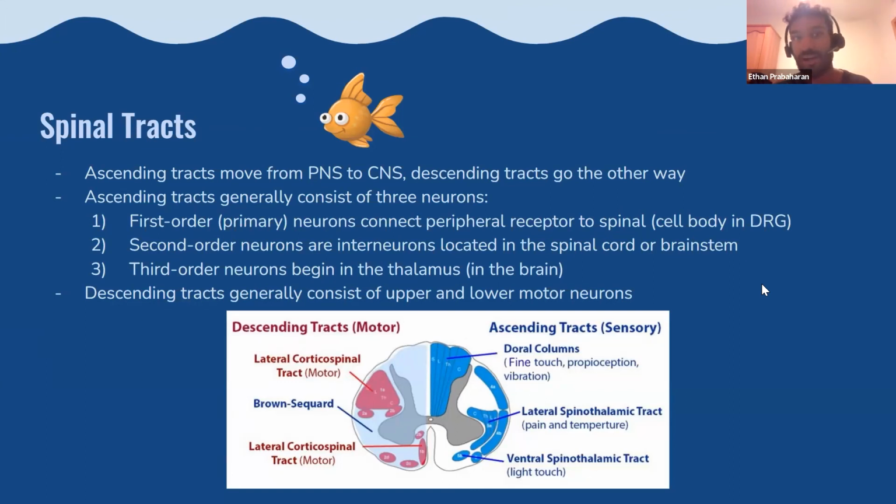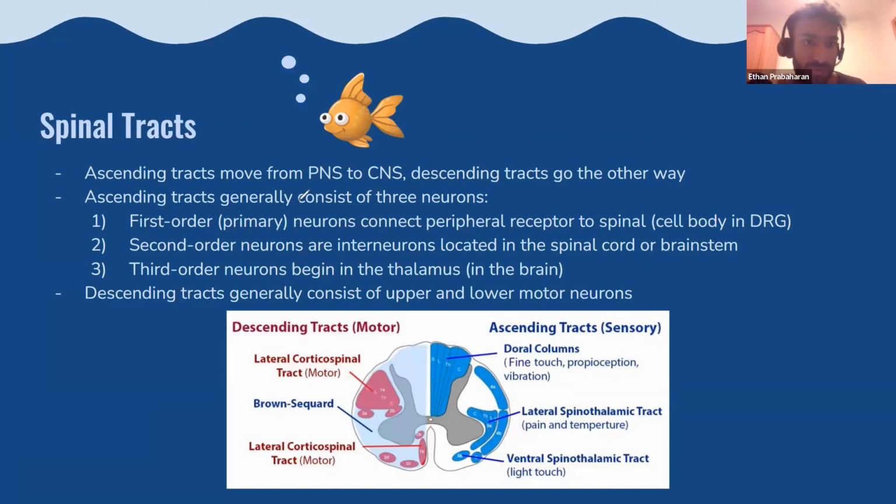So ascending tracks are your sensory pathways. They move from the peripheral nervous system to the central nervous system, and descending tracks go the other way. So the nerves start in the brain and then go downwards, and actually result in effector action. So when we talk about ascending tracks, there's generally three neurons, right? In all of these tracks, there'll be 3 neurons, and that's the primary or first order neurons, the second order neurons, and the third order neurons, or primary, secondary, tertiary, right?